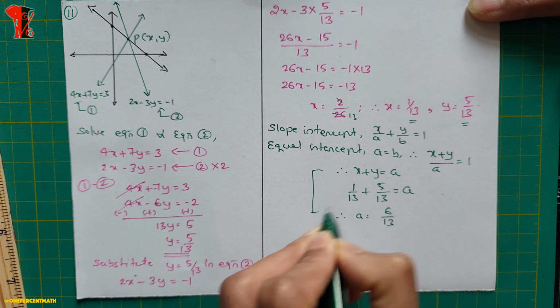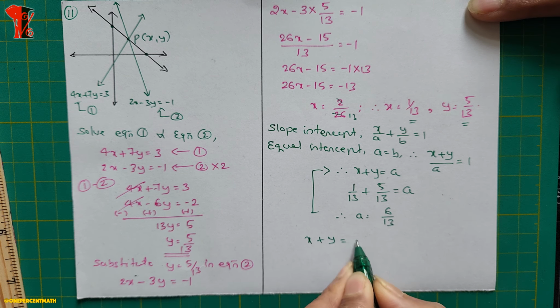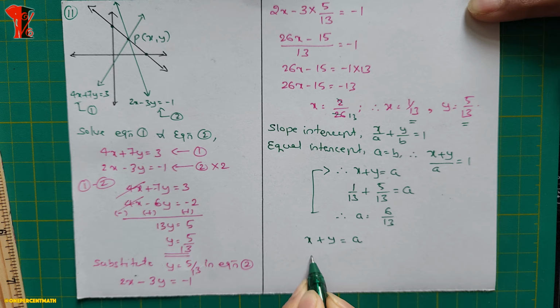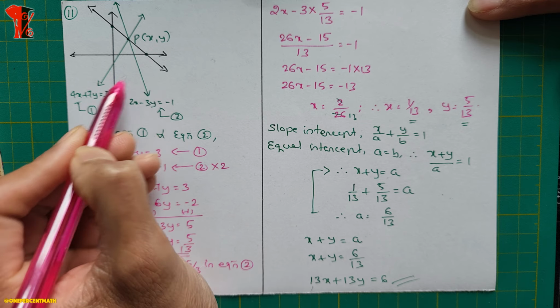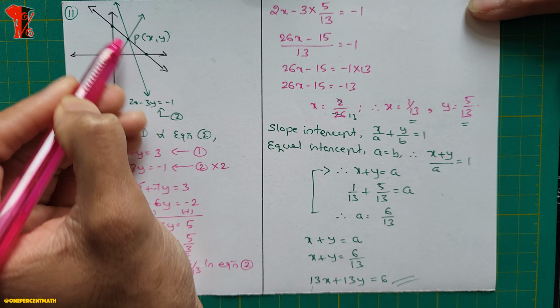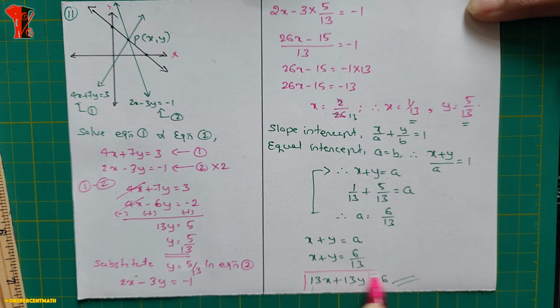So let us substitute this in the equation. That is x plus y is equal to a. That means x plus y is equal to 6 by 13. Take that to the other side. So the equation becomes 13x plus 13y is equal to 6. So this is the required equation. So this is the equation of the line which passes through the point P, where these two lines intersect, and this line makes an equal intercept with the x and y axes. Okay, that is the solution for this.